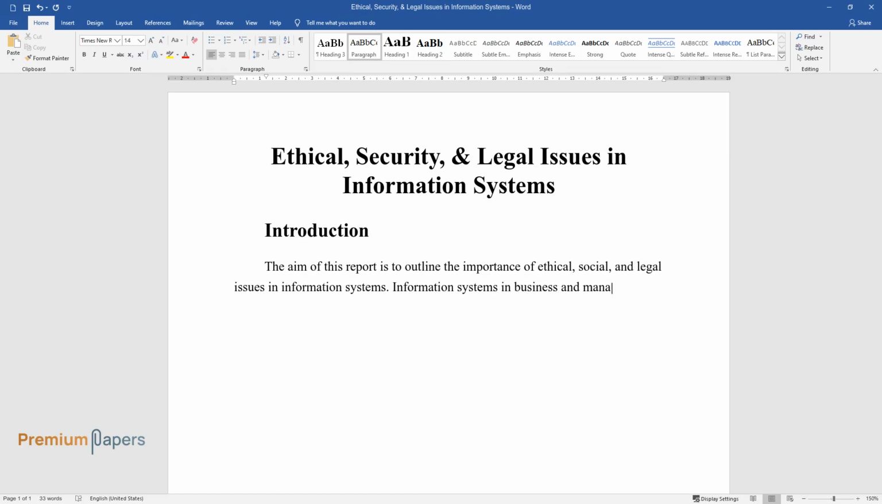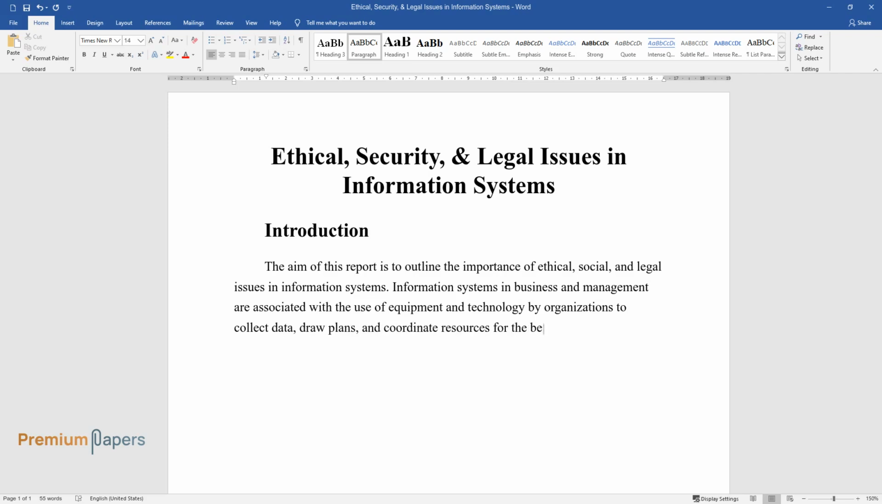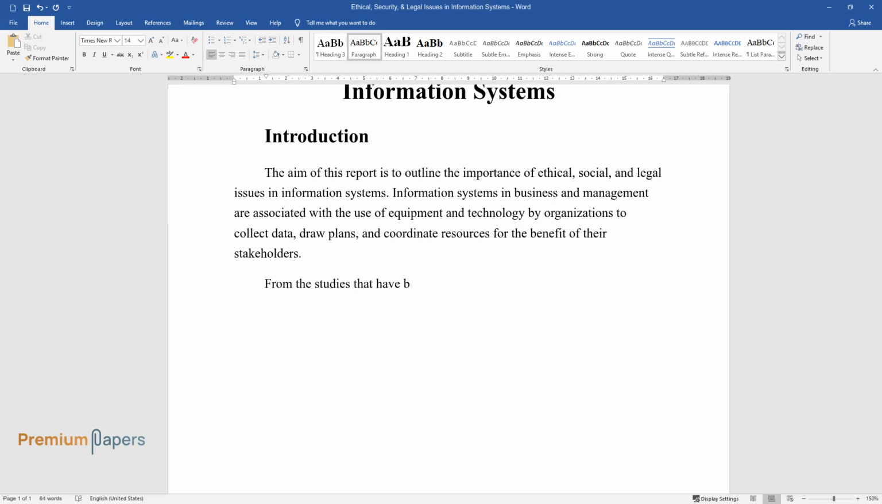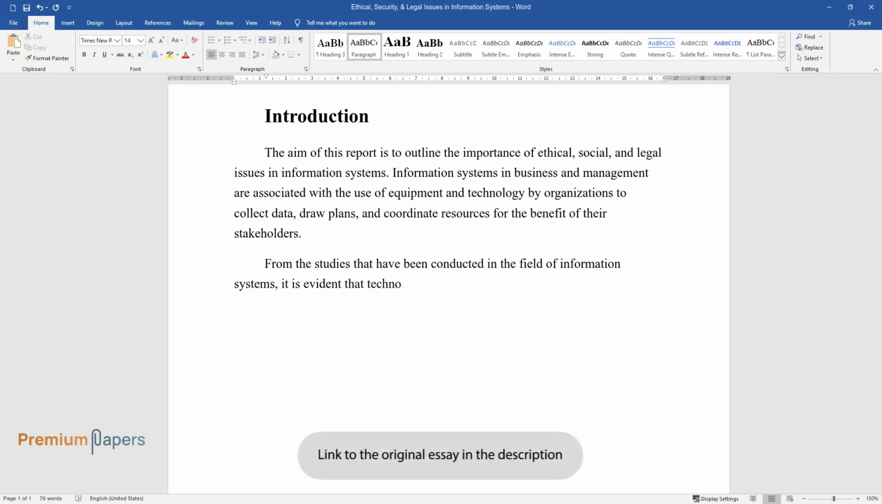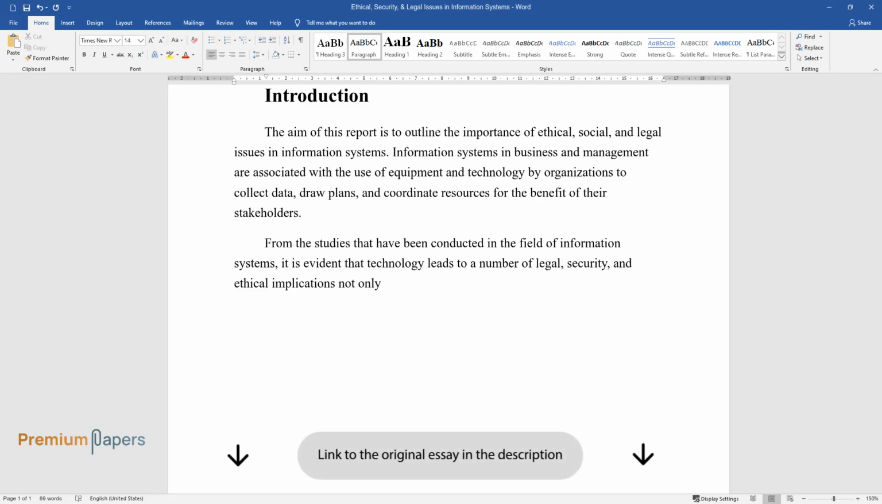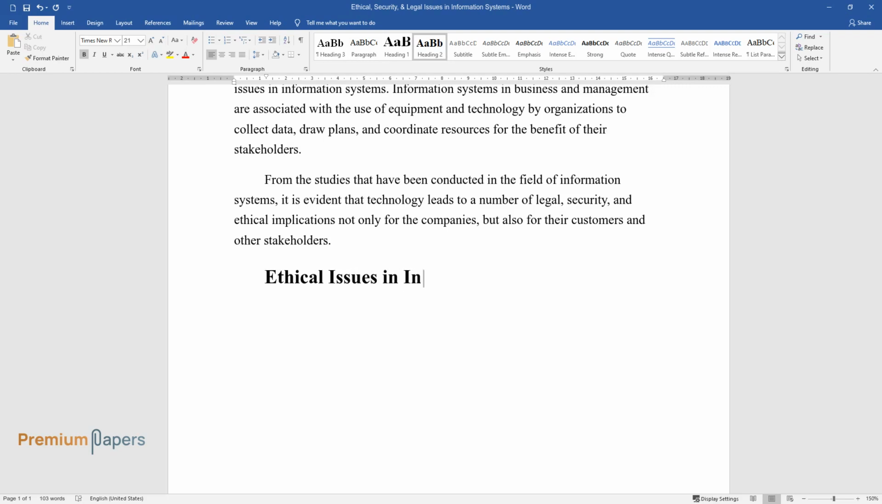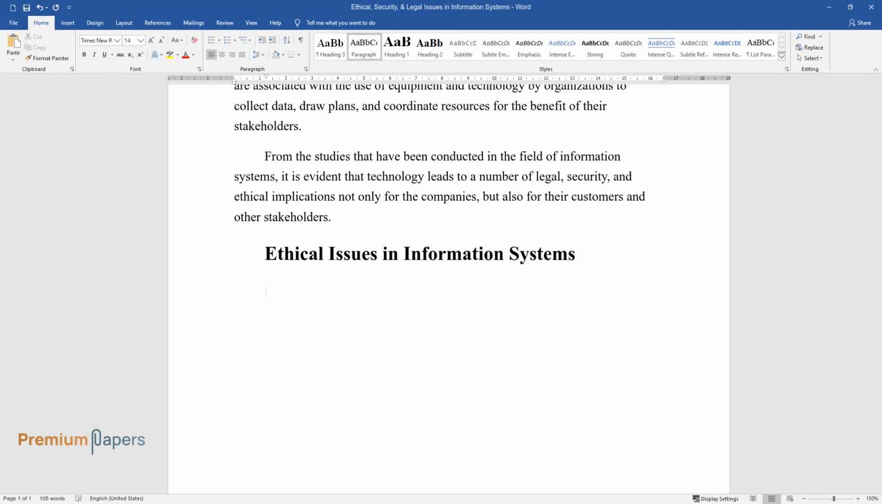Information systems in business and management are associated with the use of equipment and technology by organizations to collect data, draw plans, and coordinate resources for the benefit of their stakeholders. From the studies that have been conducted in the field of information systems, it is evident that technology leads to a number of legal, security, and ethical implications not only for the companies, but also for their customers and other stakeholders.